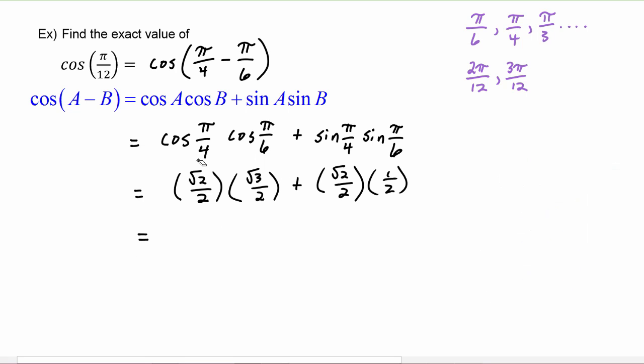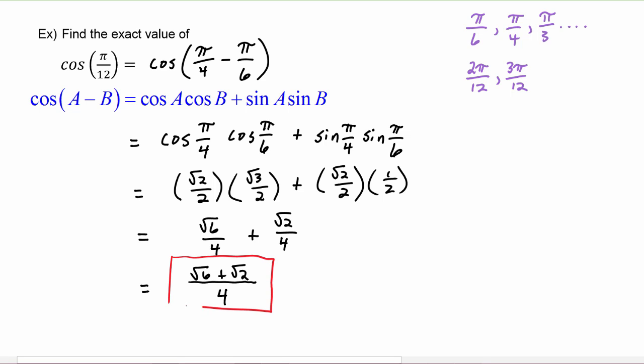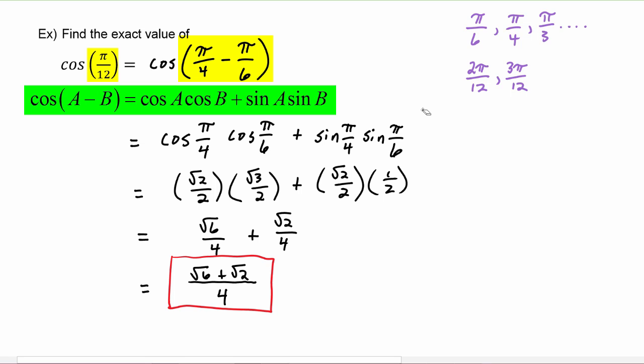So this first product will be radical 6 over 4. The second product is radical 2 over 4. Because they have a common denominator, we can write them as one rational expression, radical 6 plus radical 2 over 4. And that is our solution. So now, using a difference identity, we're able to find the cosine of pi over 12 when we couldn't before. But it's because we can write pi over 12 as pi over 4 minus pi over 6, and then apply the identity.